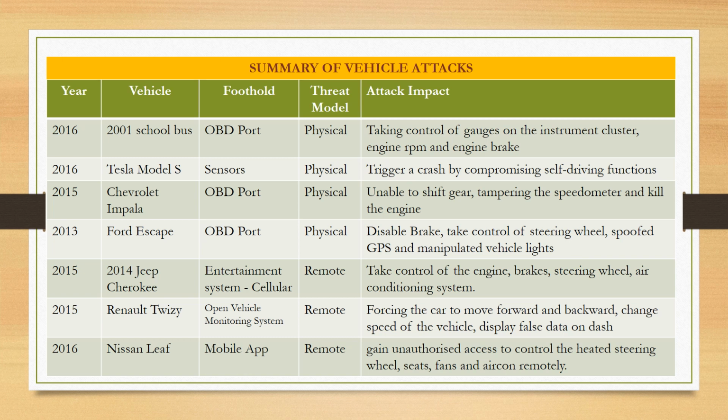In 2015, a 2014 year Jeep Cherokee was attacked remotely, where the attacker took control of the engine, brakes, steering wheel, and air conditioning system.